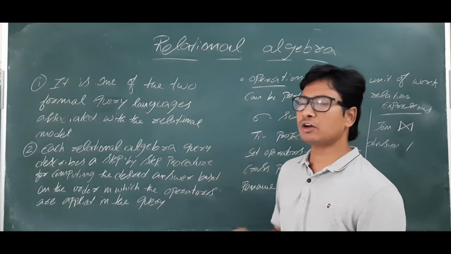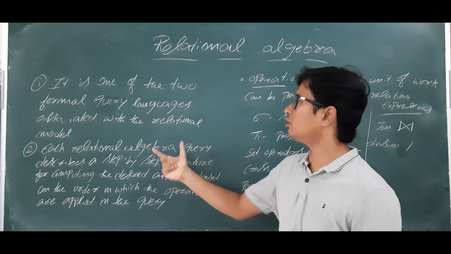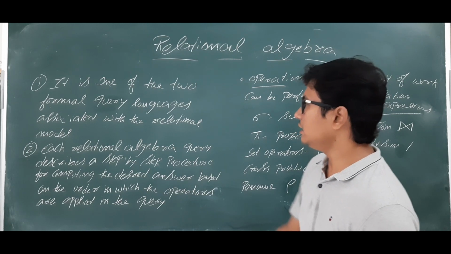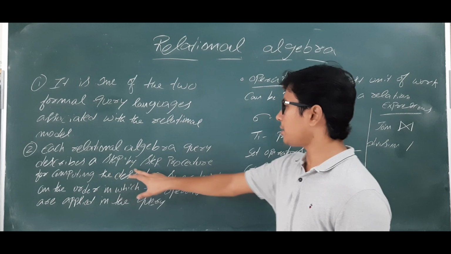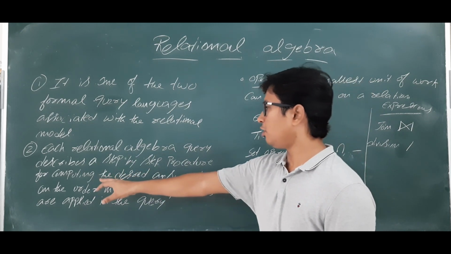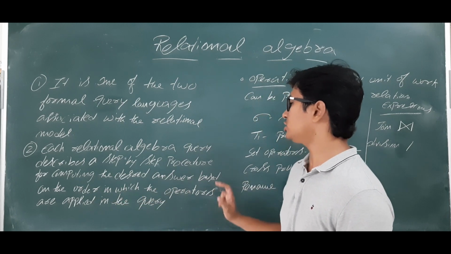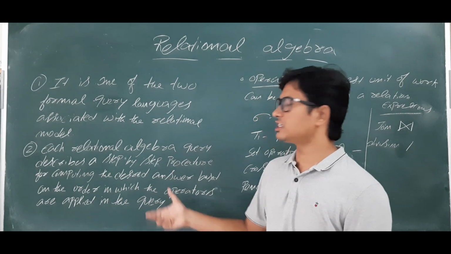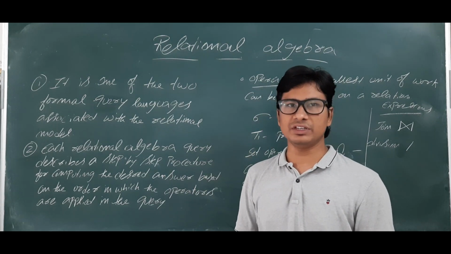That's why relational algebra is called one of the two formal query languages associated with the relational model. Each relational algebra query describes a step-by-step procedure for computing the desired answer, based on the order in which operators are applied in the query. I can simply say this statement as: relational algebra is a procedural language.